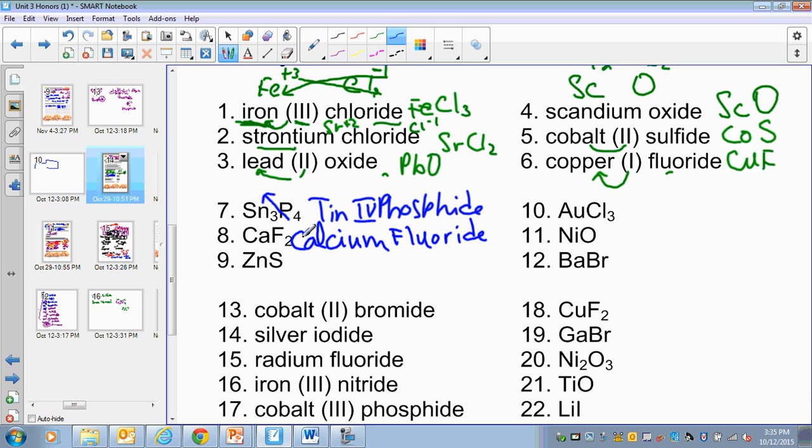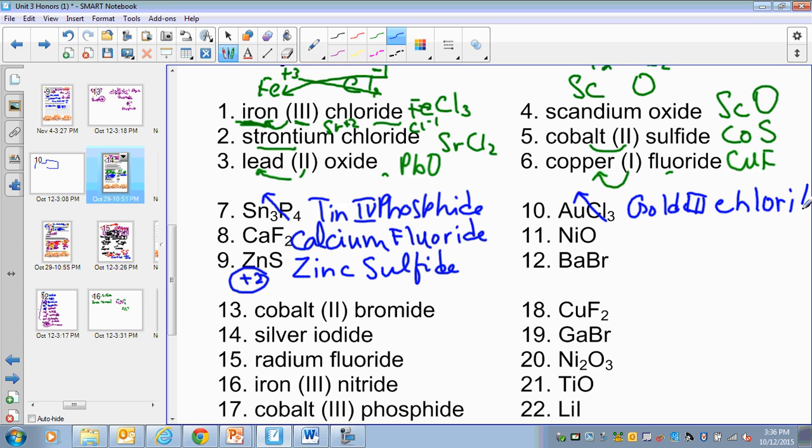Okay. Zinc is a transition metal, but zinc is always +2. So I don't need a Roman numeral for zinc. So I'll say zinc sulfide. Gold is a transition metal. So I will say gold 3 chloride. So if I need a Roman numeral and I don't write it, I will be wrong. And if I don't need it and I write it, it will be wrong.